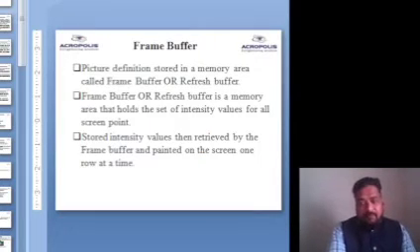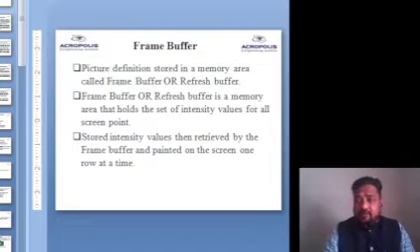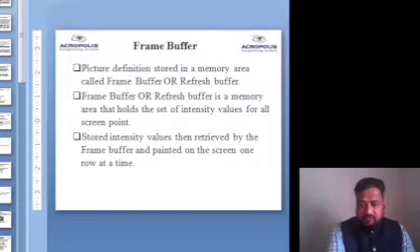Next one is the frame buffer. As I already told you, the picture definition is stored in a memory area called the frame buffer. The frame buffer is also called the refresh buffer. It stores intensity values, means the frame buffer stores all the picture definitions, all the values of the pixels, the intensity of the pixels, and the color of the pixels. So this is the frame buffer.